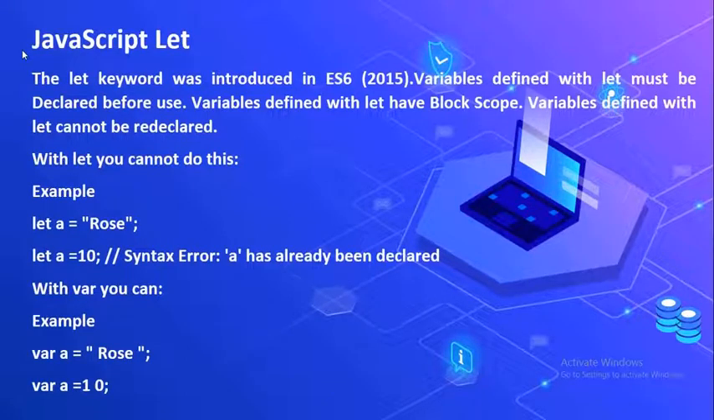JavaScript let. The let keyword was introduced in ES6, that is 2015. Variables defined with let must be declared before use. Variables declared with let have block scope. Variables defined with let cannot be redeclared. With let, you cannot do this. Example: let a = "Rose"; let a = 10; There is a syntax error, as a has already been declared and its value is Rose, and this a cannot be declared again.